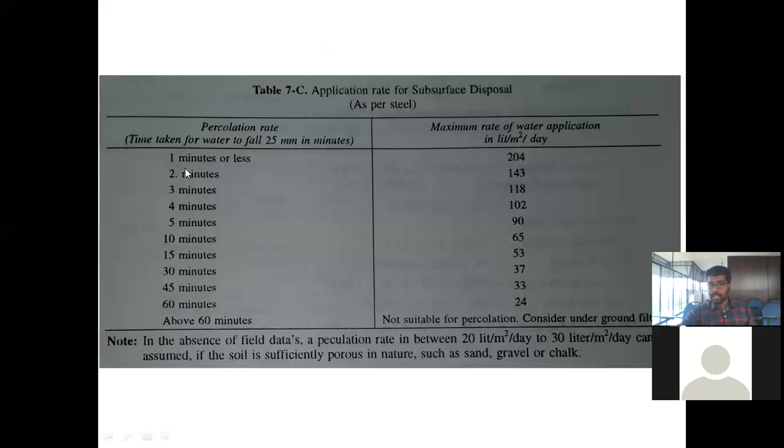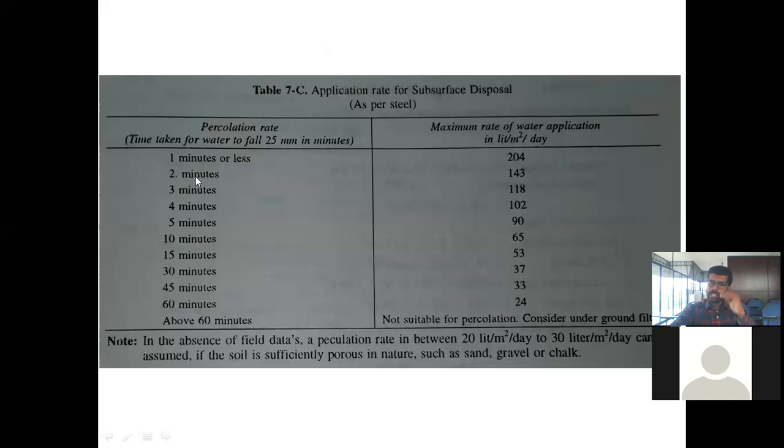You can take it like this: if it is less than 1 minute, and you go to the site and test it, I will show you how to test all those things. If you see that the 25 mm water level is reducing within 1 minute, the maximum rate of water application is 204 liters per square meter per day.